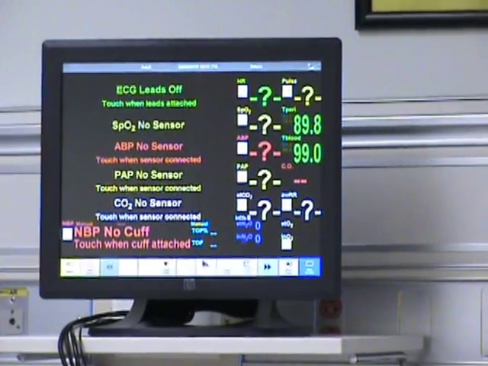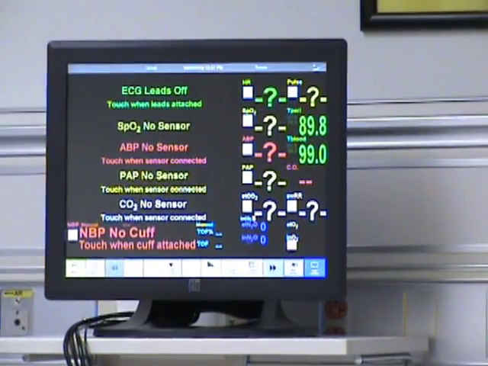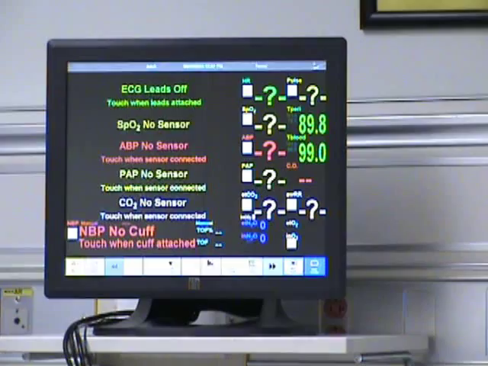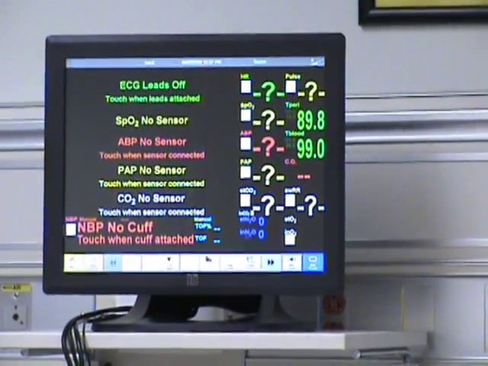SimMan's features include radial and brachial pulses, femoral and carotid pulses, breath and bowel sounds, heart and Korotkoff blood pressure sounds. SimMan can even speak.